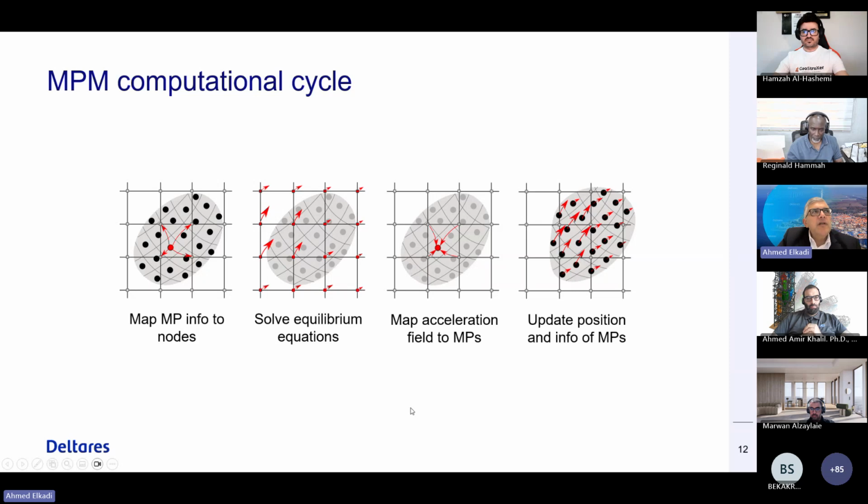This is again maybe a repetition, a bit more in detail. The background mesh is solved first at the mesh level, and then translated to the particles, and then the particles start moving after that update.